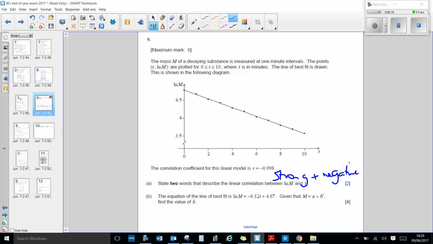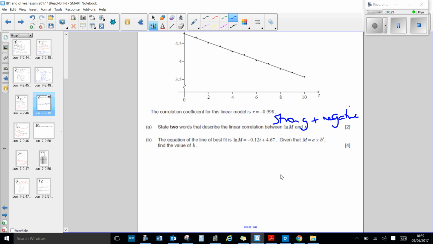The equation of the line of best fit is given. Given that m equals this, find the value of b. So we've got ln m, and we've got a multiplied by b to the power t equals negative 0.12t plus 4.67.